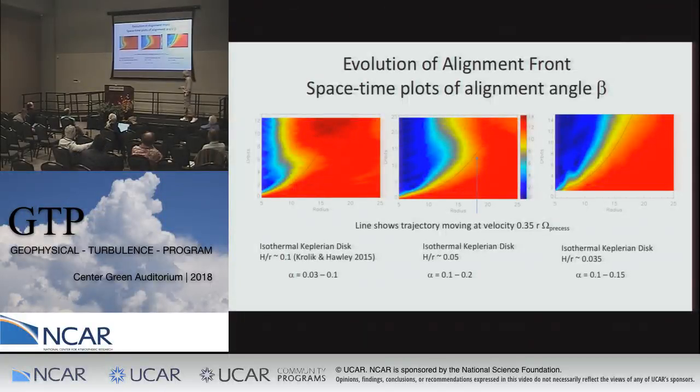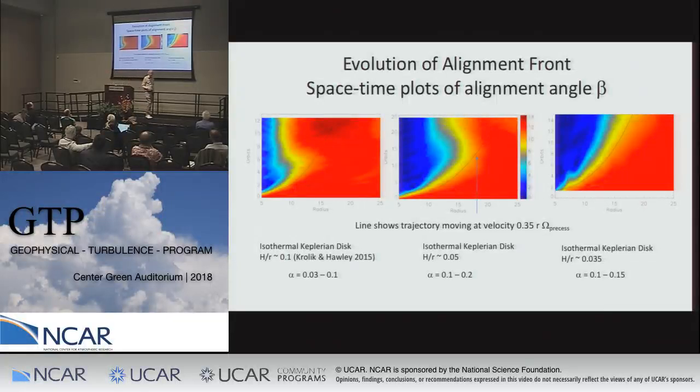In these three disks, you can measure alpha by computing the Maxwell stress over a vertical average and then dividing by the pressure. So in these, alpha goes from 0.03 to, over here, I guess 0.2.